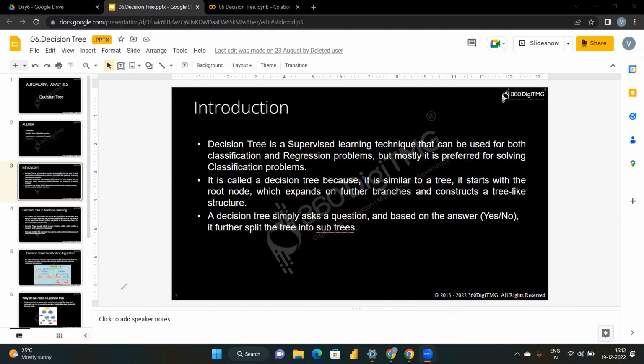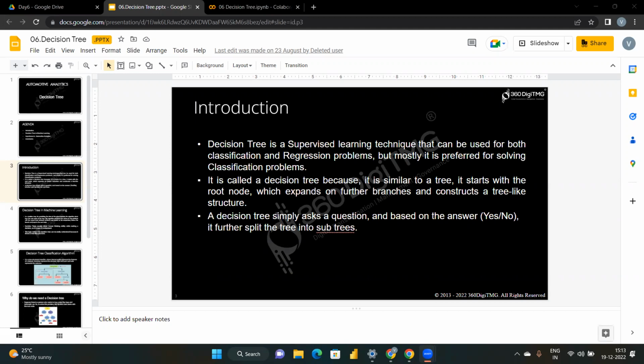What is the decision tree algorithm? The decision tree algorithm belongs to the family of supervised learning algorithms, guys. Unlike other supervised learning algorithms, the decision tree algorithm can be used for solving regression and classification problems too. So we have seen these types of things, and the limitations of everything.